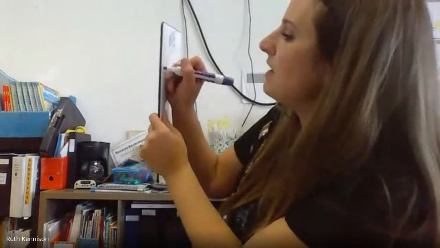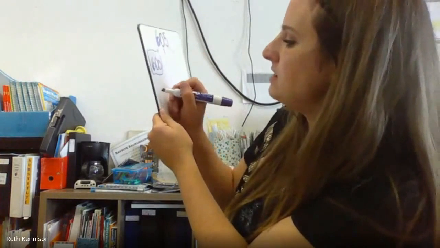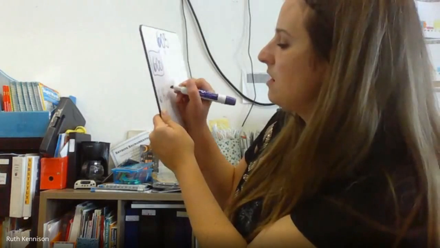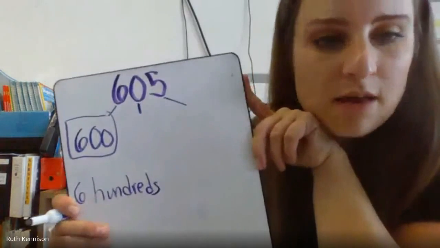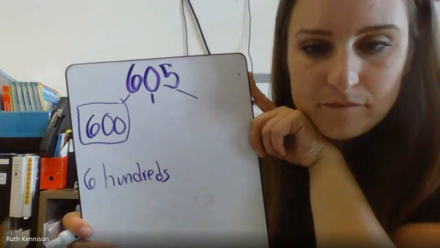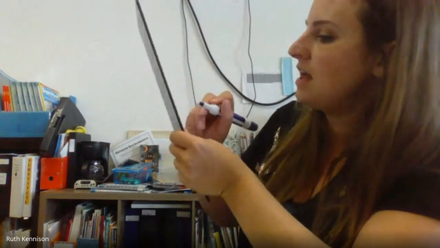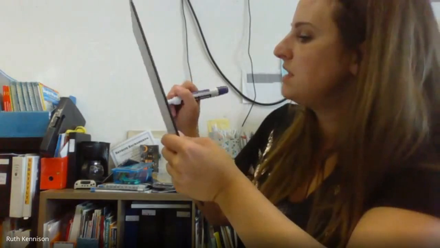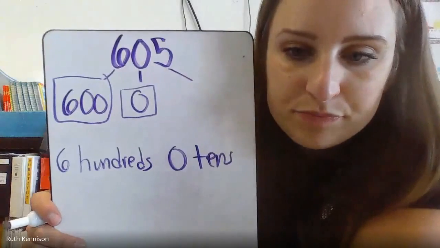6. Very good. I would write 600. And I could also write 6 hundreds. How many tens do we have in this number? Samuel, how many tens? 0. Right? And I could say 0 tens. And how many ones do I have in this number?